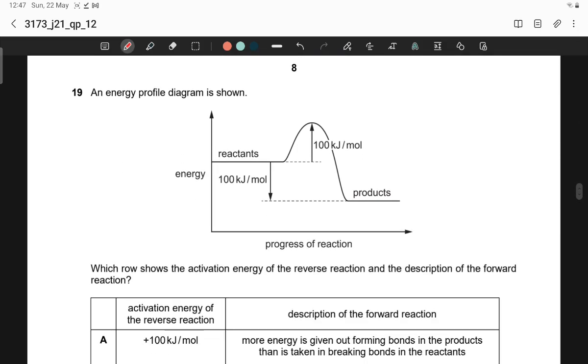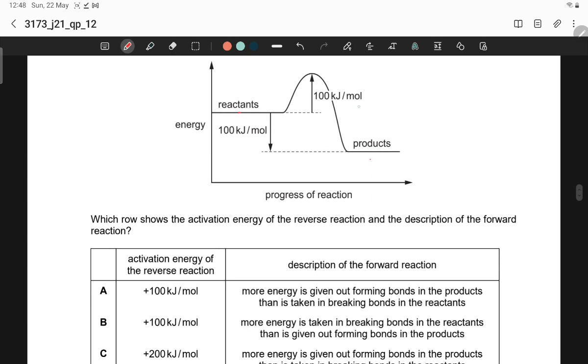Question number 19. An energy profile diagram is shown. This is reactants, products, and 100 kilojoule per mole, 100 kilojoule per mole. Which row shows the activation energy of the reverse reaction and the description of the forward reaction?